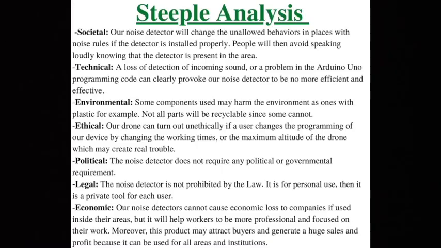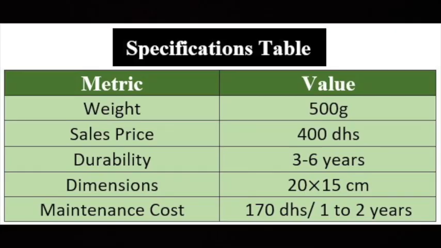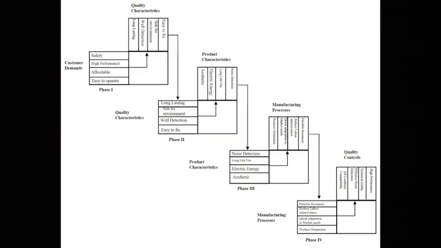Moreover, the use of the STEEPLE analysis helped us to discover more about the societal, technical, environmental, ethical, political, legal, and economic external factors and constraints. After the requirements, we should now quantify them into specifications, and the main ones are as you can see in the table. To know all of these, we use the QFD tool, differentiating and showing the relation between the customer demands and the quality, product, and manufacturing processes.